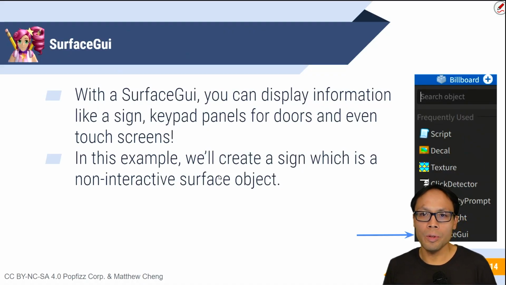Now with surfaceGUI, you can display information like a sign, keypad panels for doors, and even touchscreens, which we'll get to later on in this course. But in this example, we'll just create a sign, which is a non-interactive surface object.